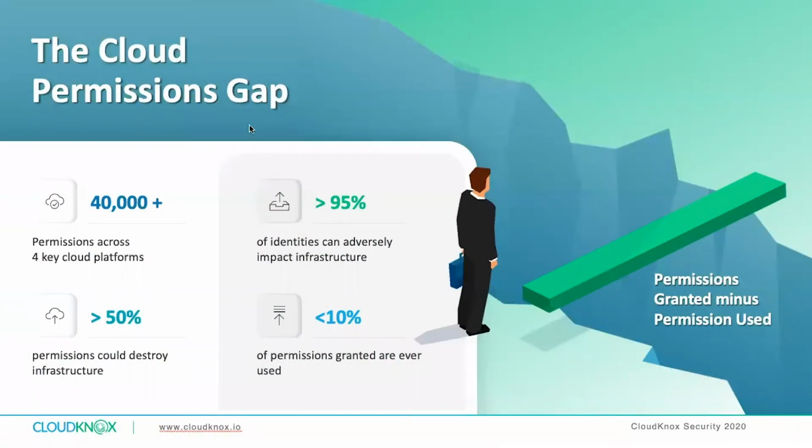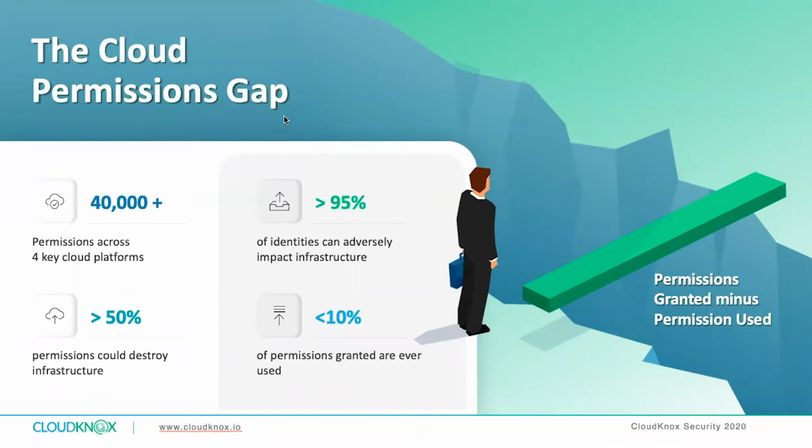Thanks, Mark. So perfect segue, permissions gap. In the context of a permissions gap and really trying to understand what we mean by that, across a couple of those key platforms we mentioned earlier, including AWS, Azure, and GCP, are thousands upon thousands of permissions: 8,000 plus in AWS, 8,000 plus in Azure, definitely thousands within GCP and hundreds within VMware as well.